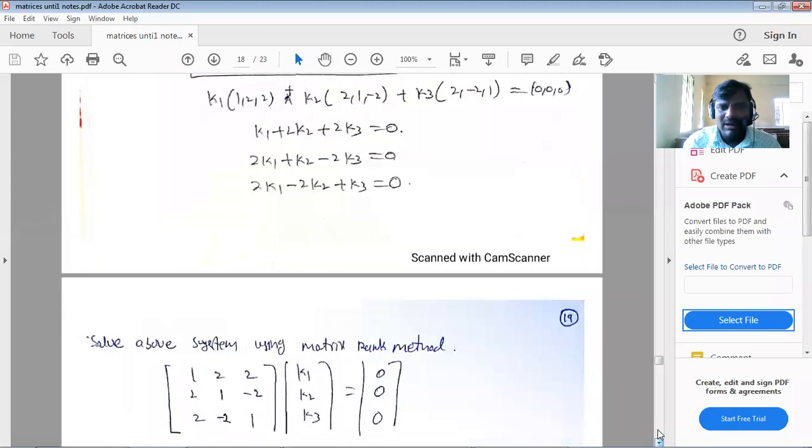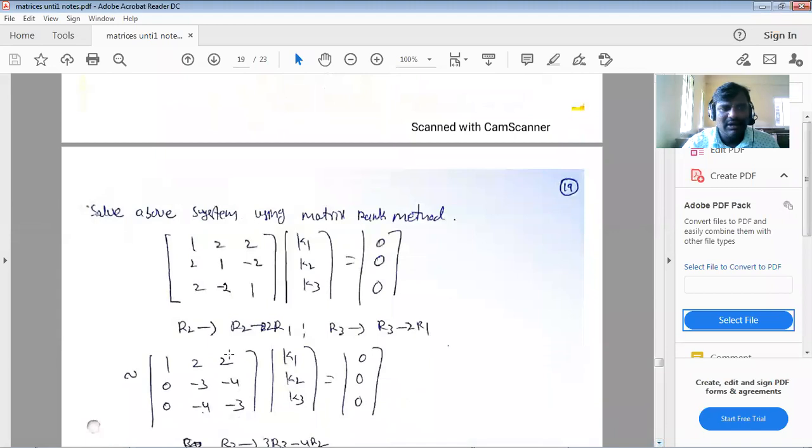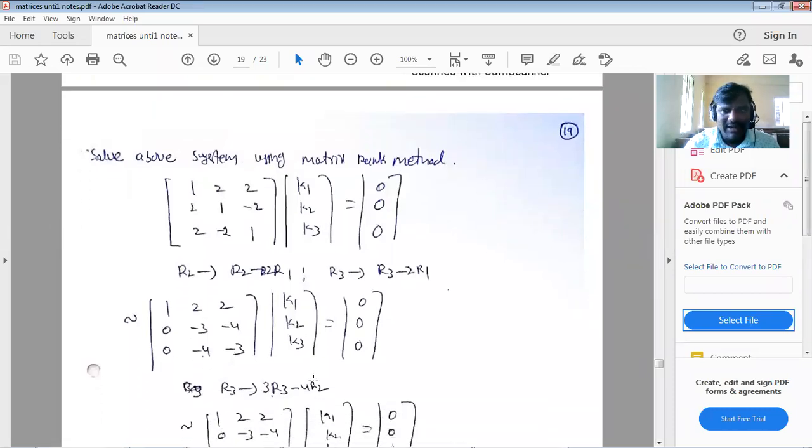Now, you have to write down the matrix form. Solve the above system using the matrix rank method. The matrix is 1, 2, 2; 2, 1, minus 2; 2, minus 2, 1, times K1, K2, K3, equal to 0, 0, 0. Therefore, you have to find the rank by converting into echelon form. Echelon form means take the pivot element and make zeros below the pivot element with the help of row operations. Therefore, R2 implies R2 minus 2 R1, and R3 implies R3 minus 2 R1.